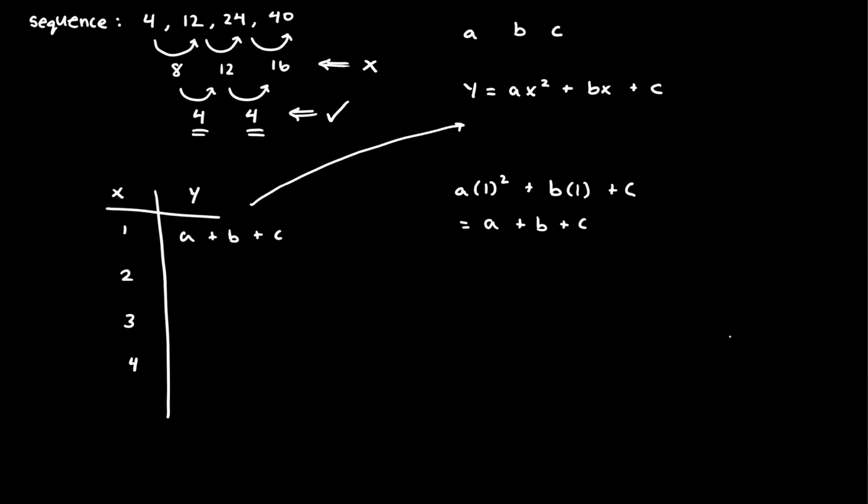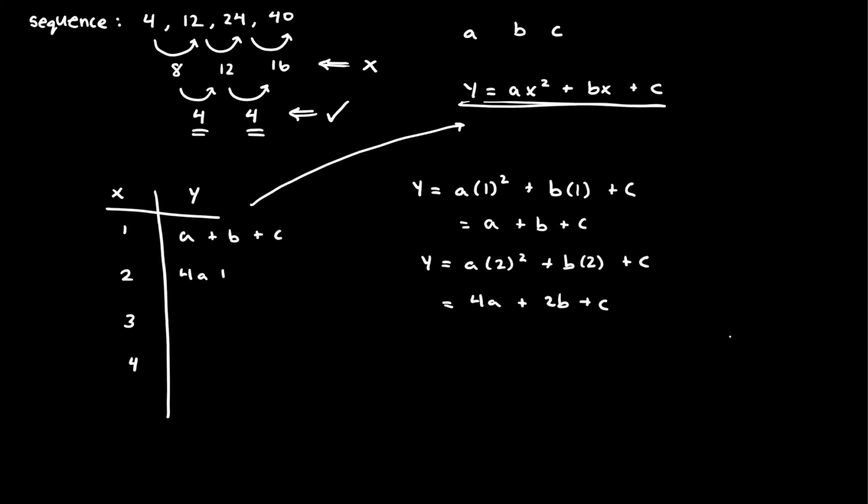And again, we just got this y value by substituting into this general equation the x value that we assigned in the table. Now, for 2, if we substitute 2 as our x value, we'll have y equals a times 2 squared plus b times 2 plus c. And this lands us with 4a plus 2b plus c. So this is our second term.